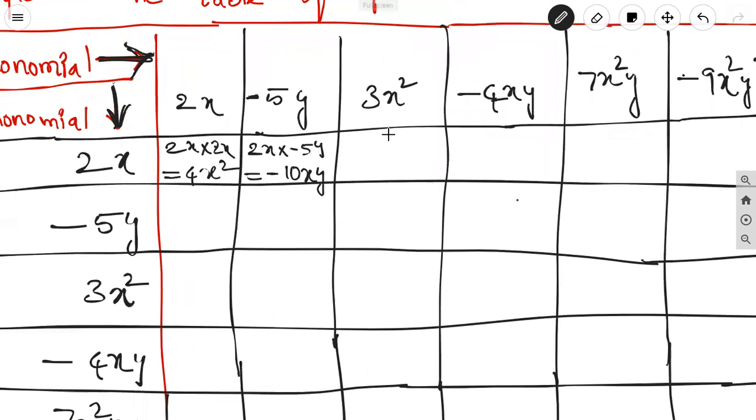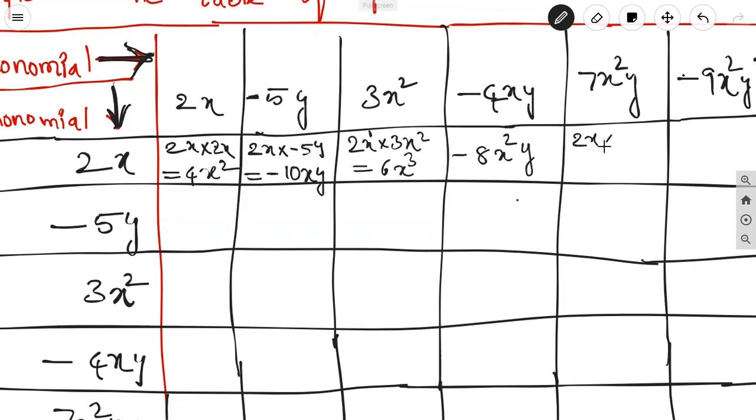Third one is 2x into 3x square. 2 3s are 6. X into x square, that is x to the power of 1 into x square. X power 2 plus 1, 3, 6x cube. In that way, 2 4s are 8. Here minus is there. Plus into minus, minus 8, x into x, x to the power of 2, y. Plus 2x into plus 7x square y.